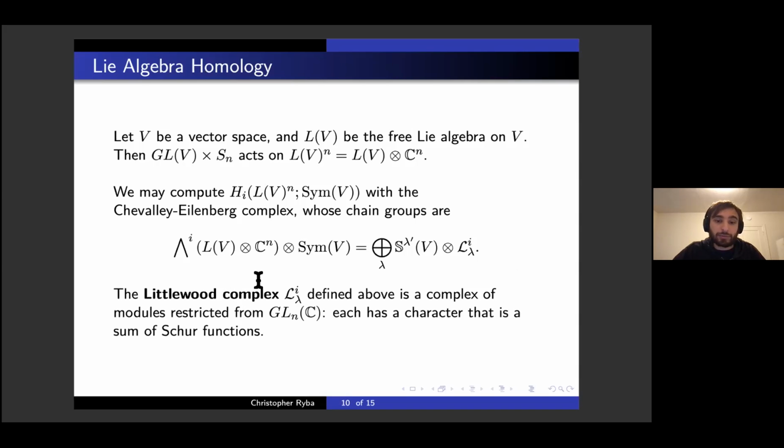So I give this the name Littlewood complex, in analogy to other things that have been called Littlewood complexes in the literature. And each of these individual terms is a representation of GLN(C). Because it's a representation of GLN(C), you may associate to it a character, which is going to be a sum of Schur functions. I'll mention or emphasize that the differentials do not respect the action of the full general linear group, only the symmetric group.